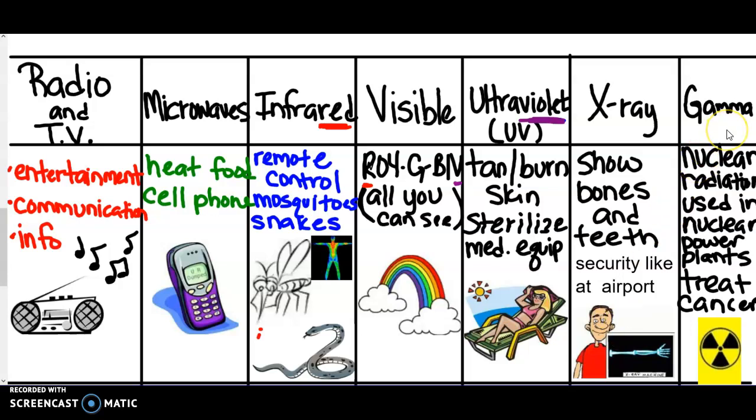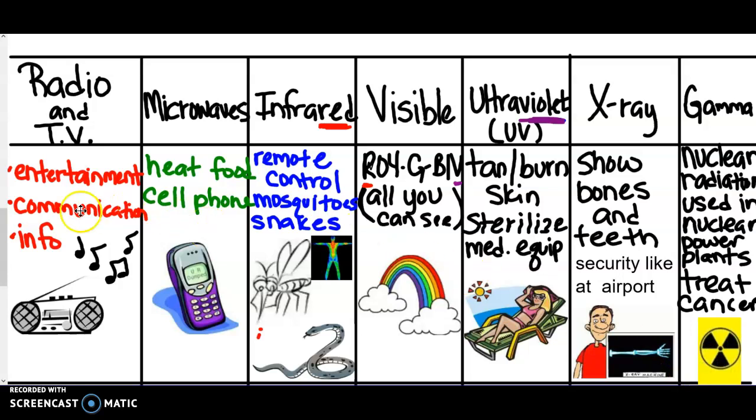And then last is gamma. That is the most powerful of all of these. It's the smallest of these waves, but it has the highest frequency and therefore the highest energy. It is nuclear radiation. It's used in nuclear power plants, and it's also used to treat cancer. If you've ever heard of someone undergoing radiation treatments, that's a form of gamma rays. So I have the radiation symbol here for you to draw for gamma.